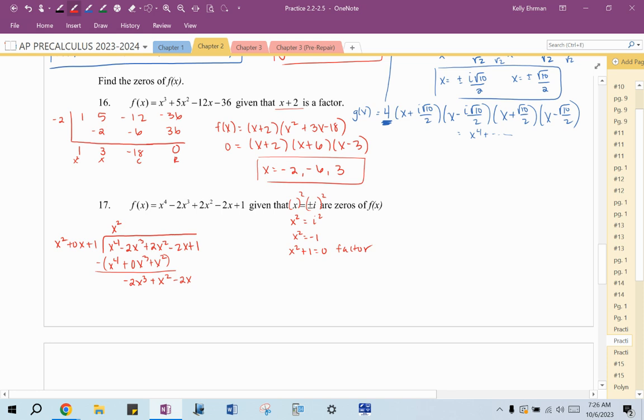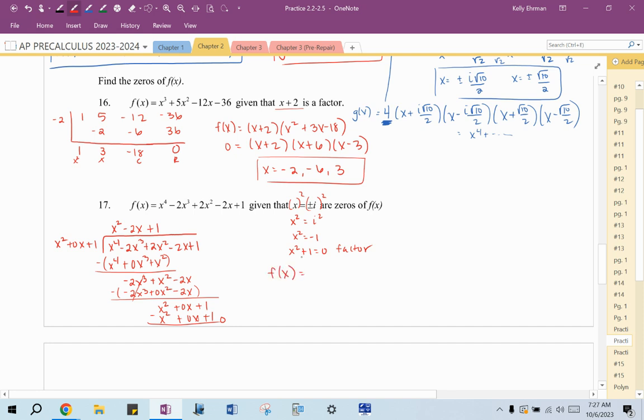Repeat, so x squared gets multiplied by negative 2x to get negative 2x cubed. Negative 2x times 0 is plus 0x squared. Negative 2x times 1 is minus 2x. These cancel. 1 minus 0 is 1x squared. Negative 2 plus 2 is 0x. Drop down the plus 1. Multiply x squared by 1 to get x squared plus 0x plus 1. I should be getting 0 there, right? That should be happening.